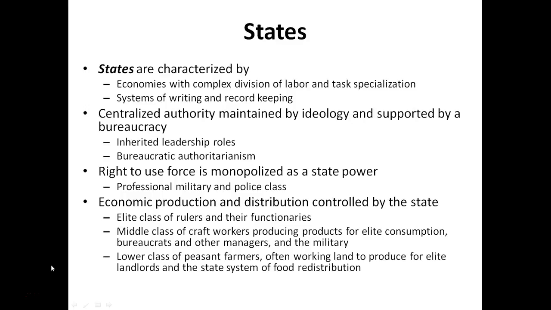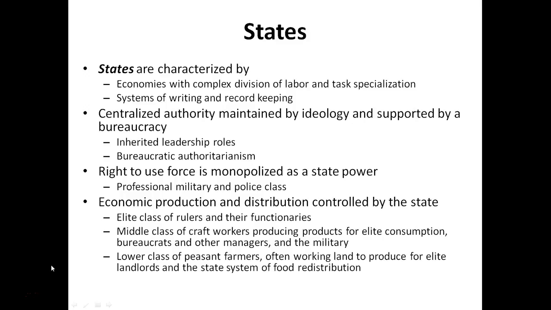The right to use force is monopolized as a state power, and they develop a professional military and police class. So within our society, the right to use force is monopolized by the police and the military, and we differentiate between a military that directs its force outwards, providing defense and offense against external enemies, and a police class that is used to maintain internal order.